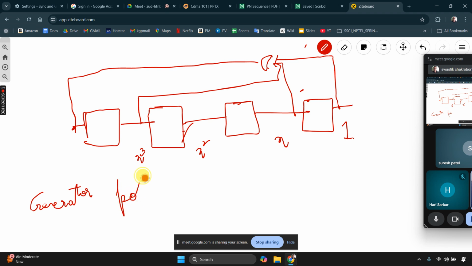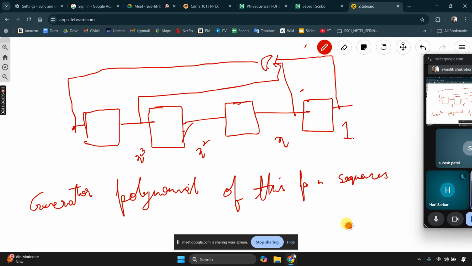of this PN sequence is 1 plus x cube, like that.